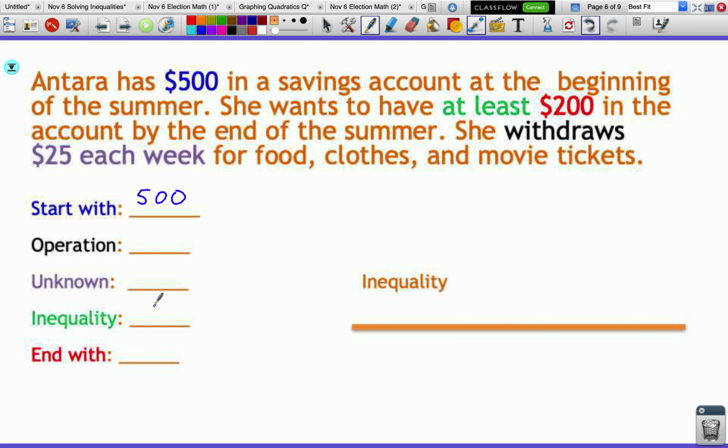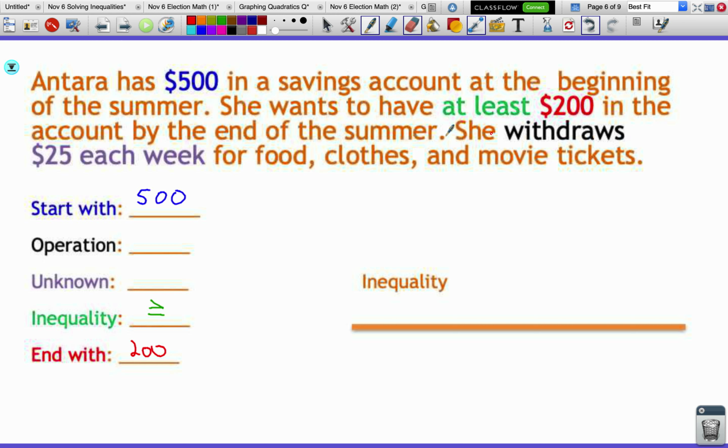So we want the amount she has to always be greater than or equal to 200. If she ends with exactly 200, that's okay, because she says at least. 200 is acceptable. So the inequality is going to be, write it with green, match the color scheme here, greater than or equal to. All right, at least 200, so she wants to end with 200.